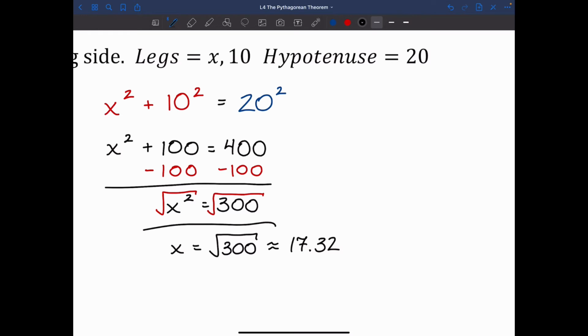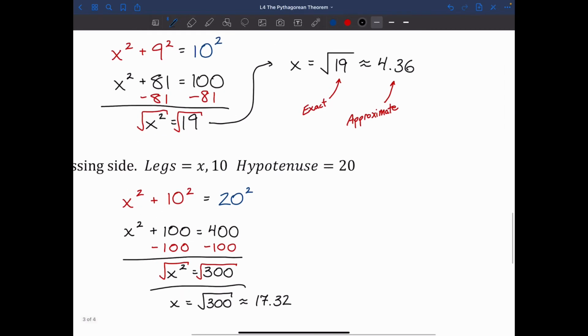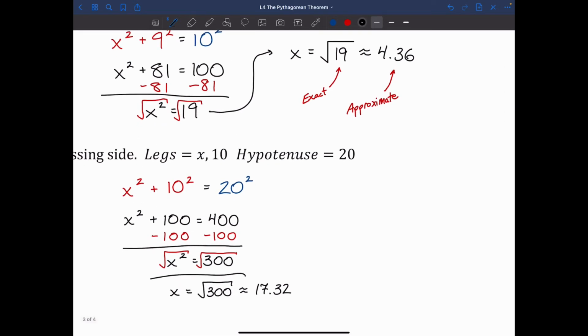So again, either one's fine. 17.32 is probably the more, it's going to sound a little weird, the approximate answer is the more correct one. That's the one that most people will probably want. But again, they mean the same thing.